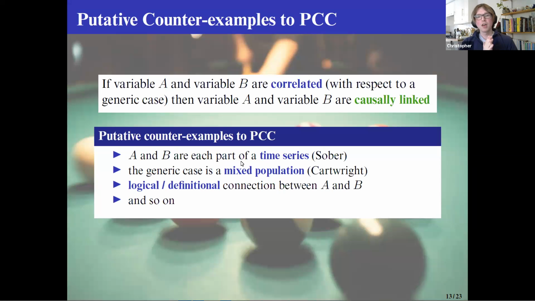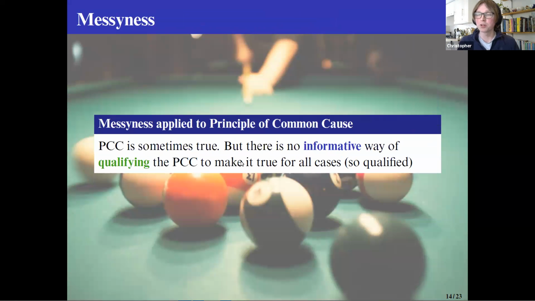The Cartwright approach is to say, look, the world is a very messy place. There are very few general truths about the world. And the fact that you keep finding these counterexamples to the principle is testament to that messiness. And indeed, the fact that you keep finding these counterexamples shows you that you're probably going to continue to find counterexamples. So it's a hopeless endeavor to try and qualify the principle. No matter how far you qualify the principle, it's never quite going to be true. So this is a kind of Cartwrightian doctrine of messiness applied to the principle of common cause. There's no informative way of qualifying this principle to make it true for all cases.